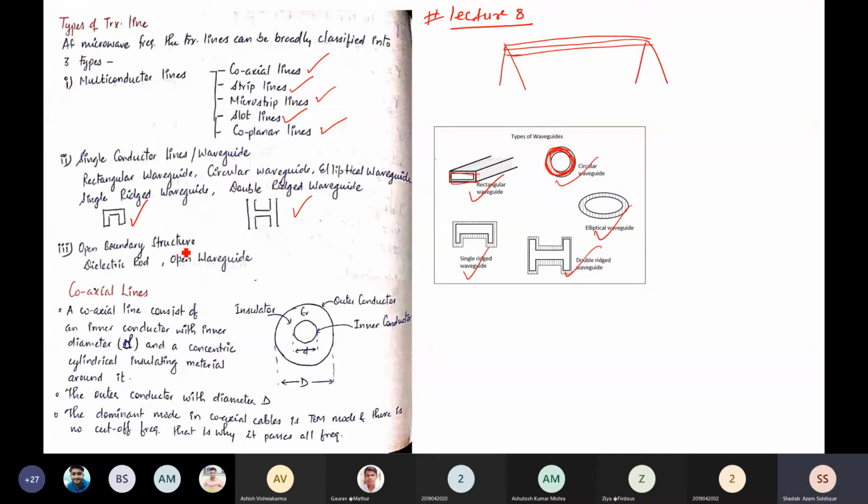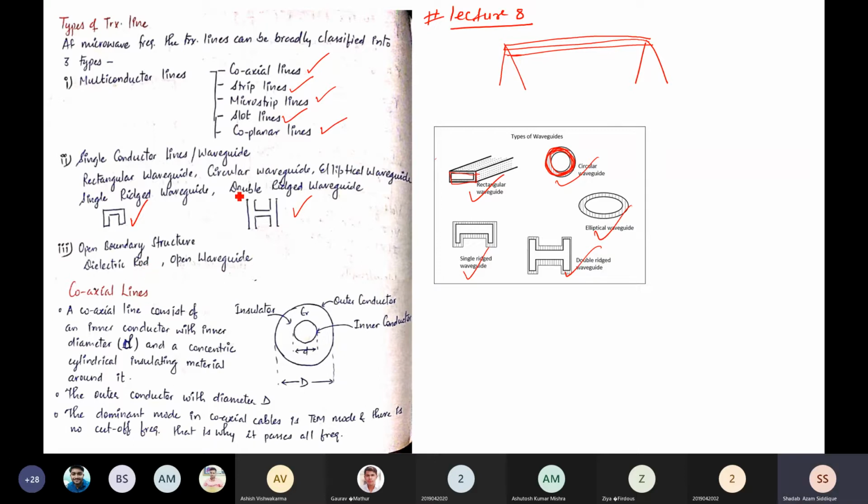Now we have an open boundary structure. Free space is also an example, since free space also carries microwave energies. So free space is a kind of open boundary structure. In this we have open structures, like a waveguide which is open, called an open waveguide. The boundary of that structure will not be confined, so it will be kind of open. So this is one kind of transmission line.